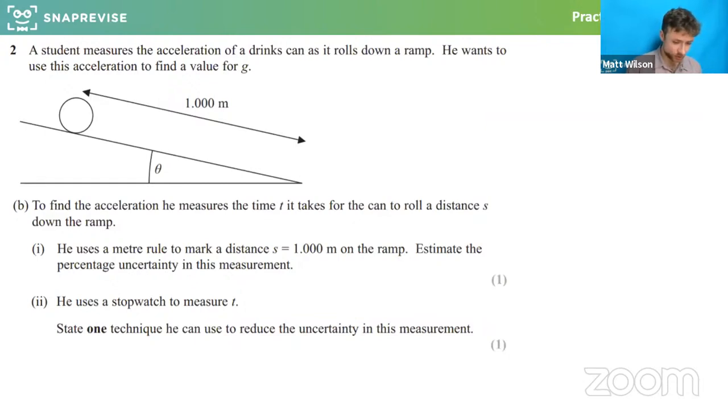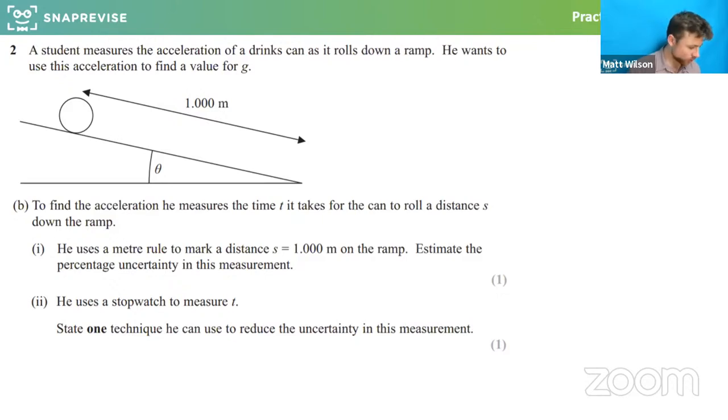A student measures the acceleration of a drinks can as it rolls down a ramp. He wants to use this acceleration to find the value for g. To find the acceleration, he measures the time t it takes for the can to roll a distance s down the ramp. He uses a meter rule to mark a distance s equals 1.000 meters on the ramp. Estimate the percentage uncertainty in their measurement.